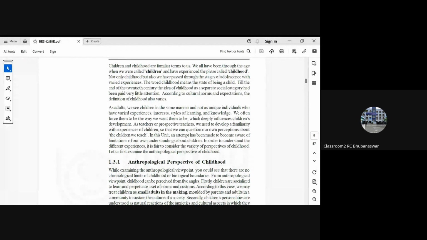This period is very, very important for every child. Why? During this period, the child develops physical development, mental development, that is cognitive development, emotional development, social development, everything is there. Caring for adolescents is the important duty of a teacher.